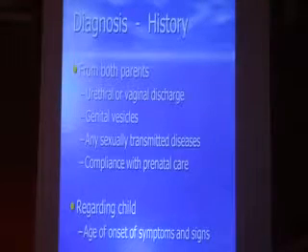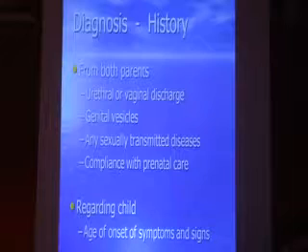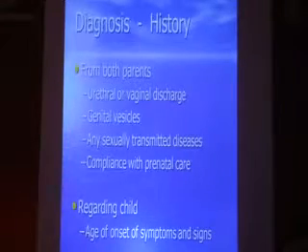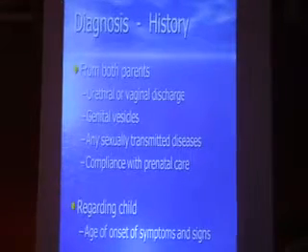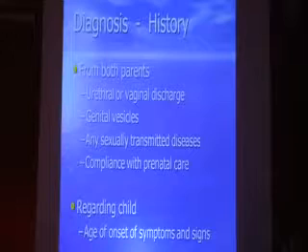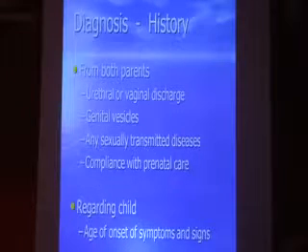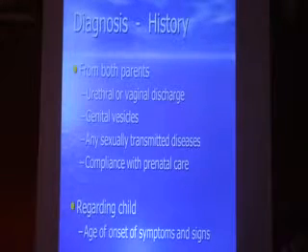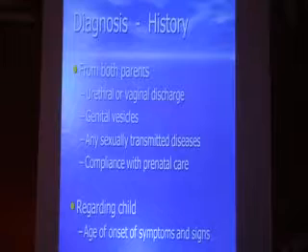So, what do you do when you have a baby who comes to you that you've made the diagnosis of conjunctivitis? You want to get a history from both parents. You may have to ask them separately. Often one parent will not admit before the other parent can give you the proper history. You want to ask about urethral or vaginal discharges. You want to ask about any genital vesicles, sexually transmitted diseases, and compliance with prenatal care.